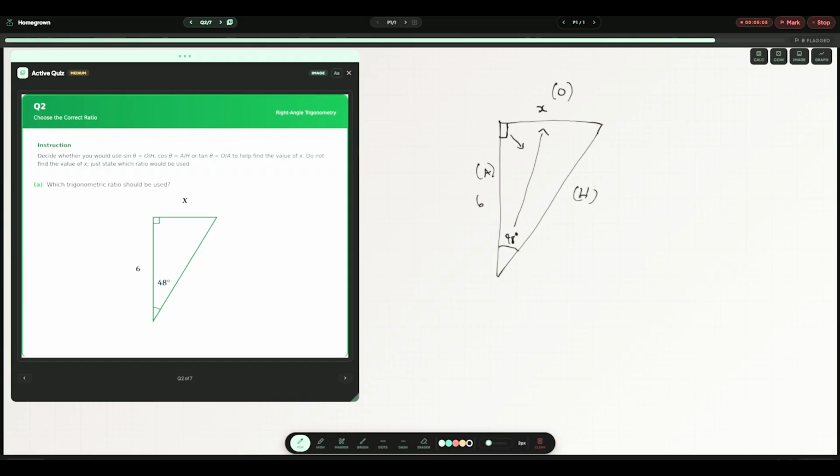Right, so now that we know that, we can again write out our trigonometric ratios. Cosine is equal to adjacent over hypotenuse, and tan is equal to opposite over adjacent. So now that we've done that, let's have a look at what we've got. We have an opposite, so immediately we can get rid of cosine. We don't have a hypotenuse, so we immediately get rid of sine, which means we are left with tan. That is the trigonometric ratio we would use to solve this question.